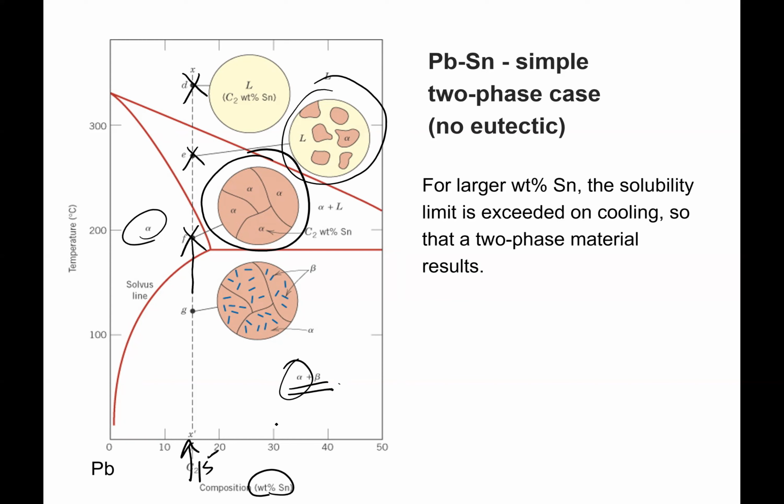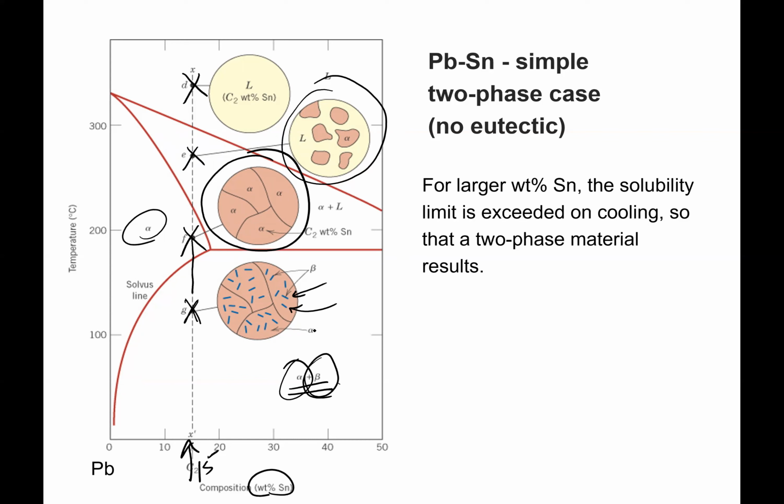I already have the alpha, and so that just stays the way it is. But what I need to do is get some beta in there. Once I cross down into this region, what is basically happening is I've exceeded the solubility limit of tin in the lead. And so this tin-rich phase, the beta, has to come out, and it precipitates out just like you would in a precipitation reaction in a liquid solution. And so you get these little particles of beta.